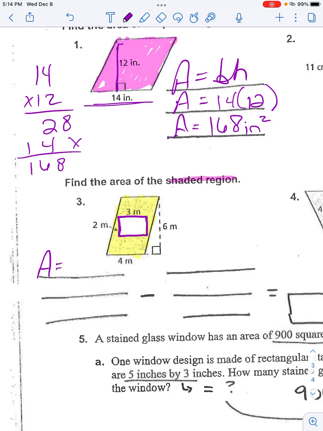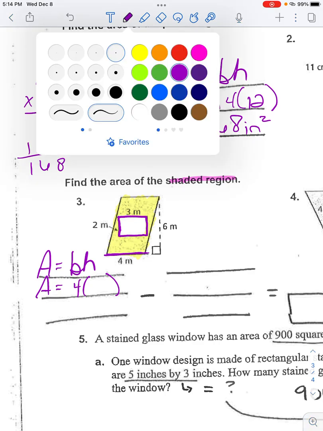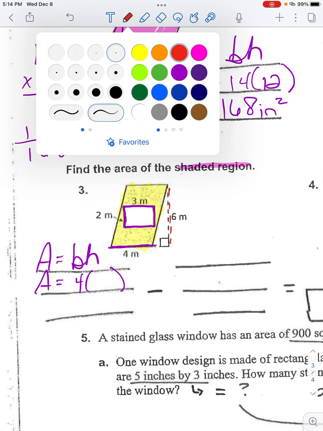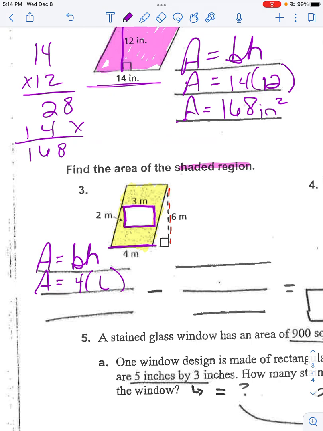So the area of the entire parallelogram: 4 is your base. And what do you think the height is? Do not use a diagonal. The height is 6. Actually, that too is just telling you what the inside of that rectangle is, so you wouldn't use that anyway. So 4 is your base, 6 is your height. So the area of the entire parallelogram is 24 meters squared.